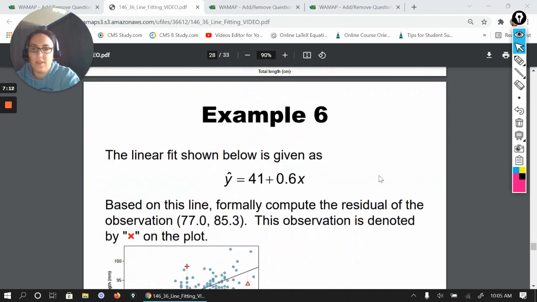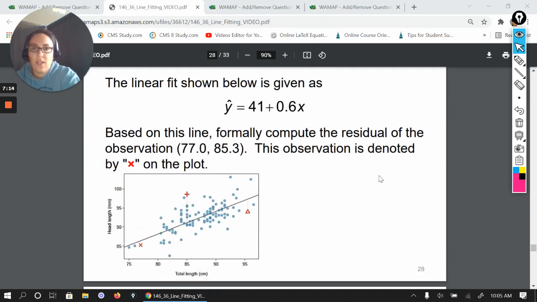Here's example 6. The linear fit shown below is given as y hat equals 41 plus 0.6x. Based on this line, formally compute the residual of the observation 77.0, 85.3. This observation is denoted by x on the plot.